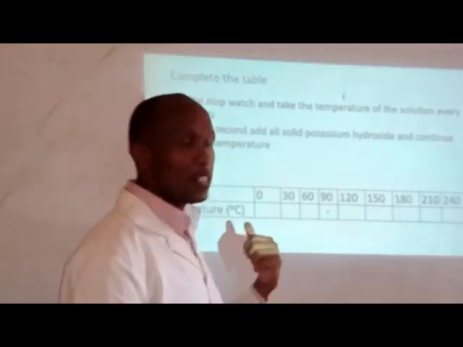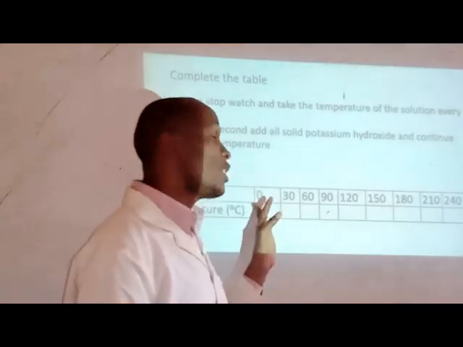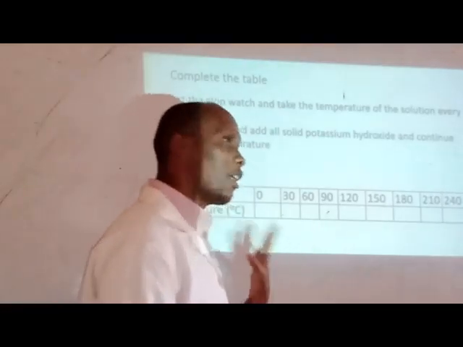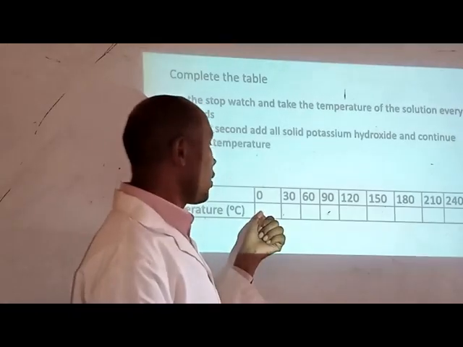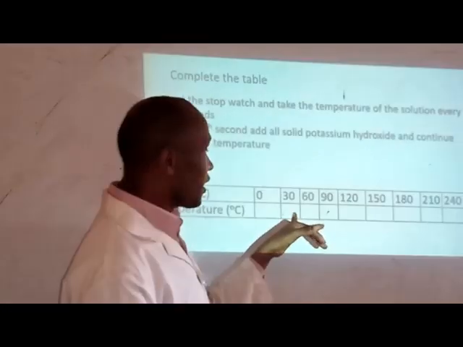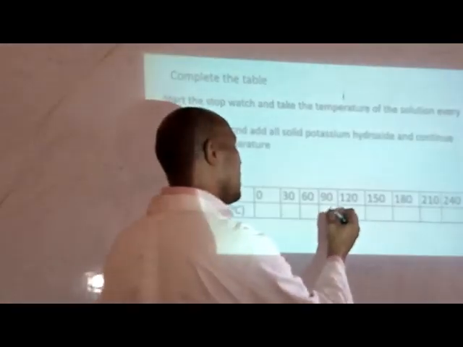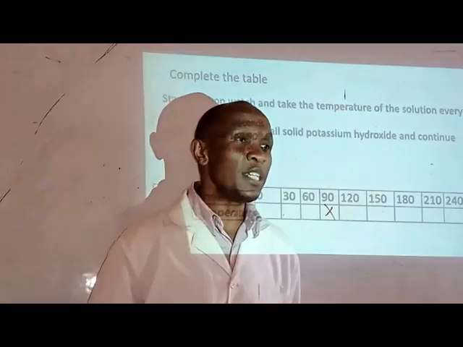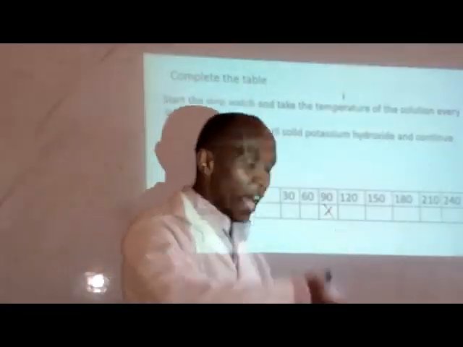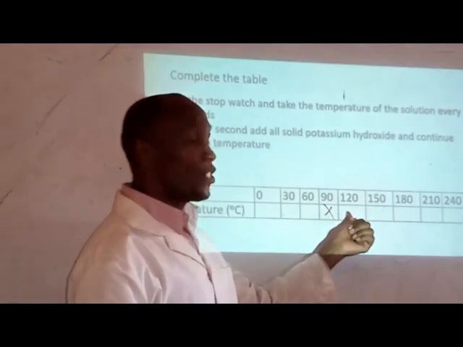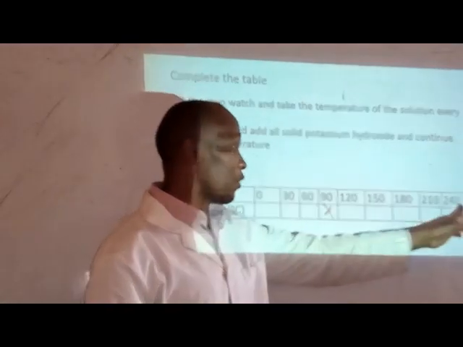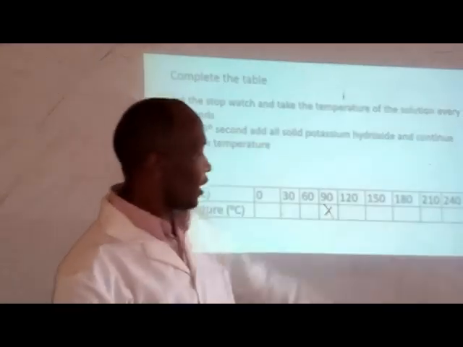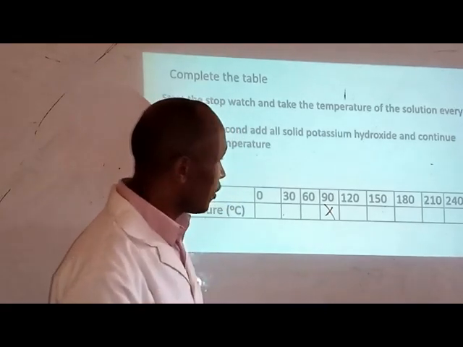Read the temperature at 0. Because some people have the tendency of writing a 0 there, thinking it's 0, therefore it is just 0. No, please take that reading. Then I'll take the reading at 30, take the reading at 60, but at 90, I will take no reading. Instead, I'll add the solid, after which I will continue taking the reading up to the 4th minute. It looks like the 4th minute is what will be required there.